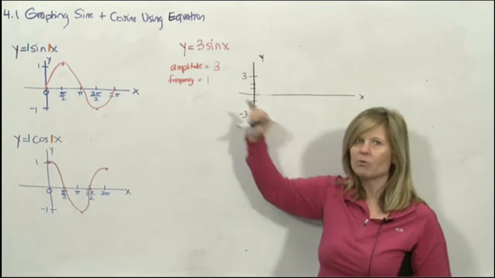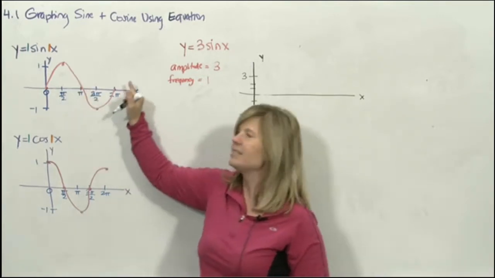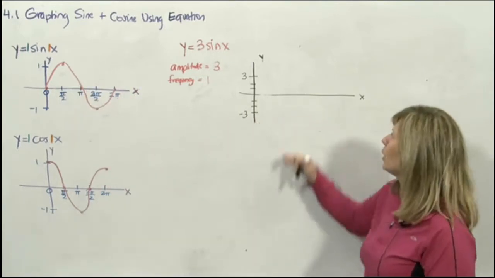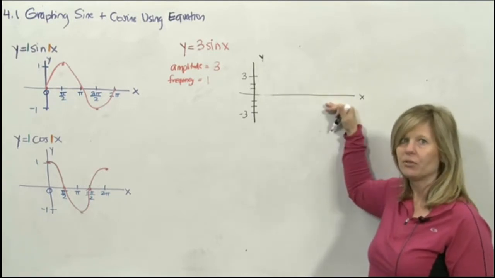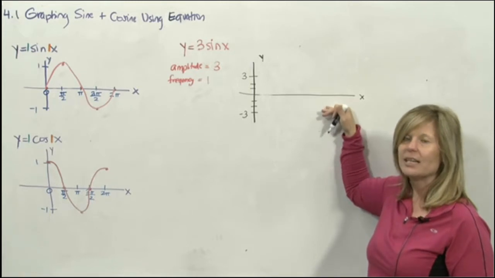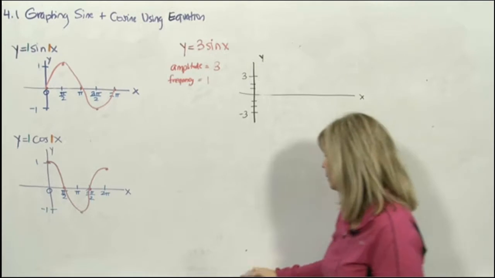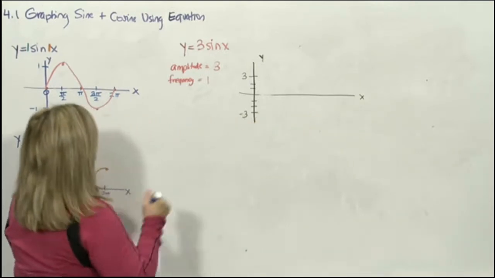Frequency just means when I'm done drawing, I should see one sine curve. So I should see the up hump and the down hump. Well, I can't graph yet till I put the x-axis labeled, which has got to be in radians. Now, the way we're going to label the x-axis, we're going to need a new word. The new word that we're going to talk about is period.